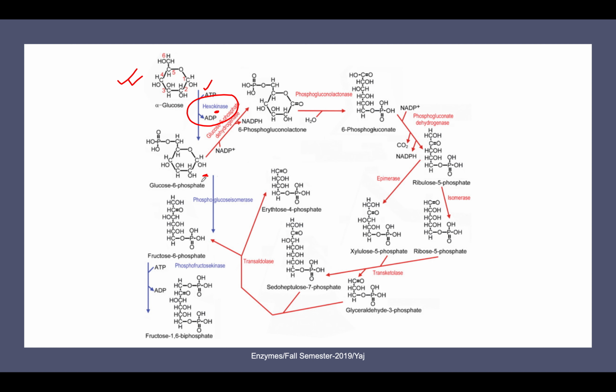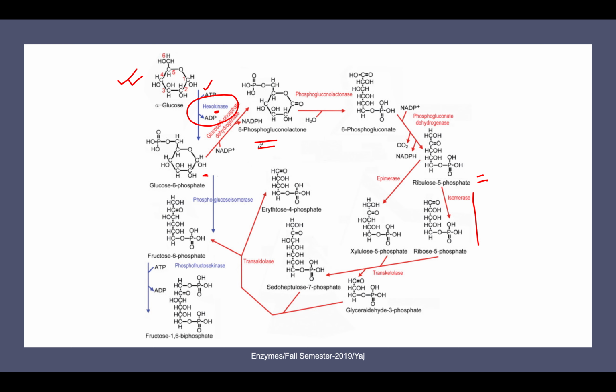different pathways depending on the metabolic state of the cell. And for the pentose phosphate pathway, the first intermediate that is formed is called 6-phosphogluconolactone, which is ultimately converted to ribulose 5-phosphate, and ribulose 5-phosphate is then isomerized to ribose 5-phosphate.